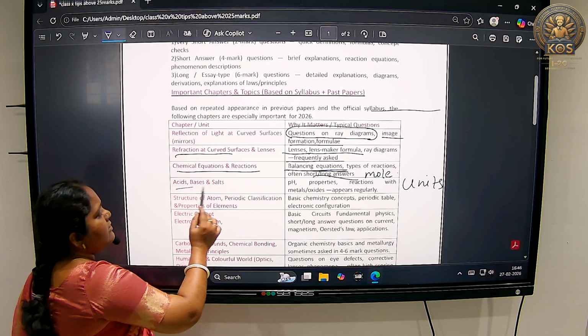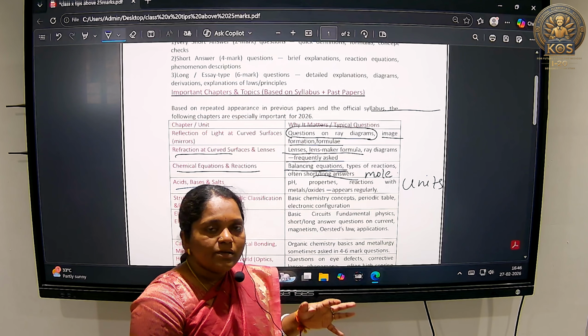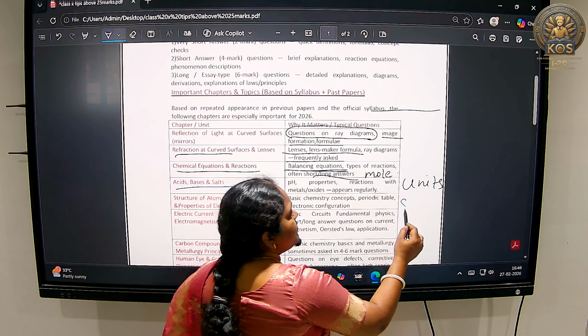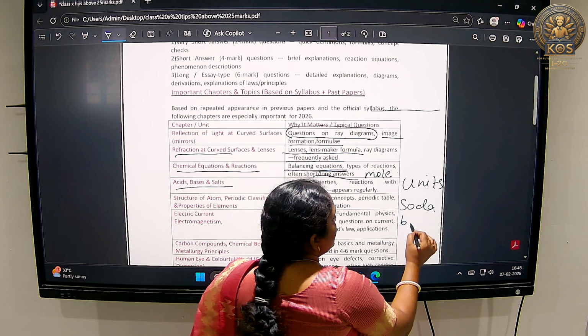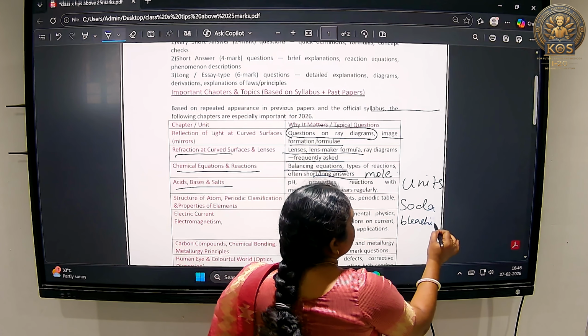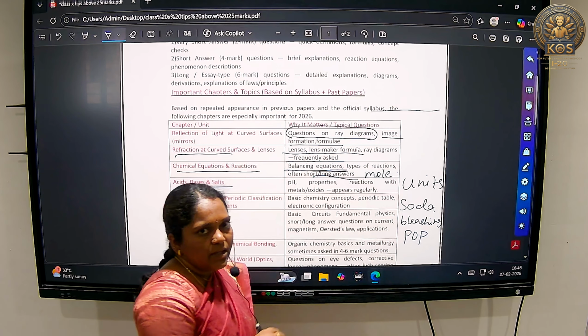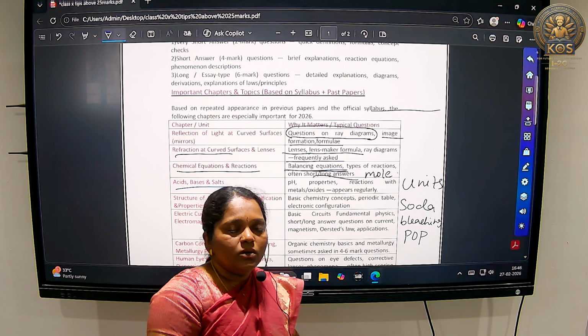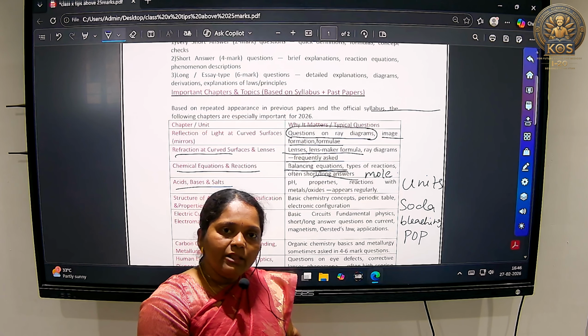Now coming to acids and bases. Generally the pH and the properties. We have salts like what? Baking soda, then bleaching powder, then plaster of Paris, and next washing soda. So questions on the properties of those will come in the final exam.